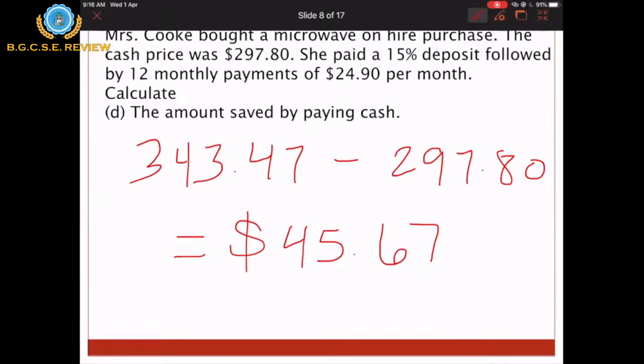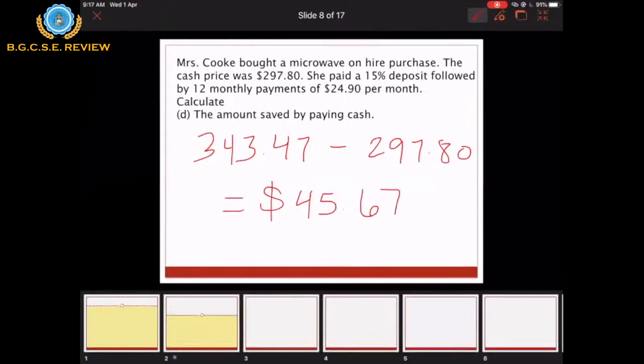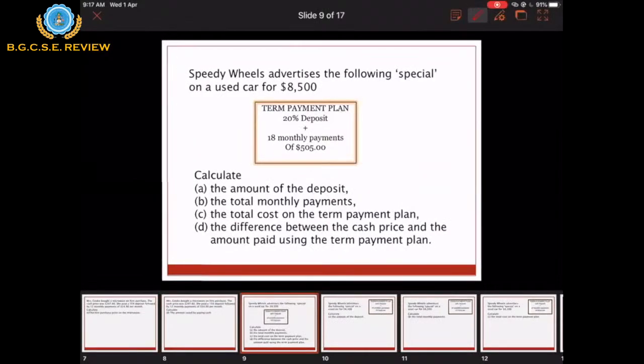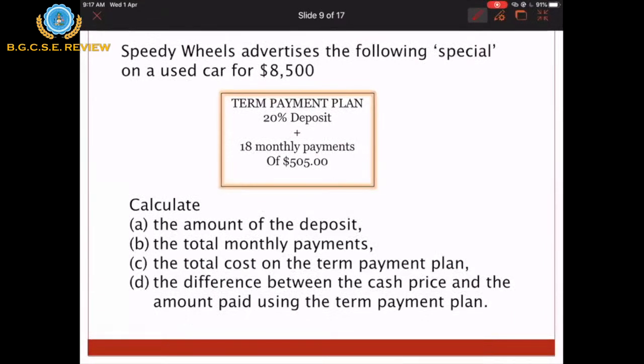Or, if I move too quickly. So let's look at our second question. And again, this is another question from the BGCSE. Speedy Wheels advertises the following special on a used car for $8,500. They tell me that the term payment plan consists of a 20% deposit plus 18 monthly payments of $505.